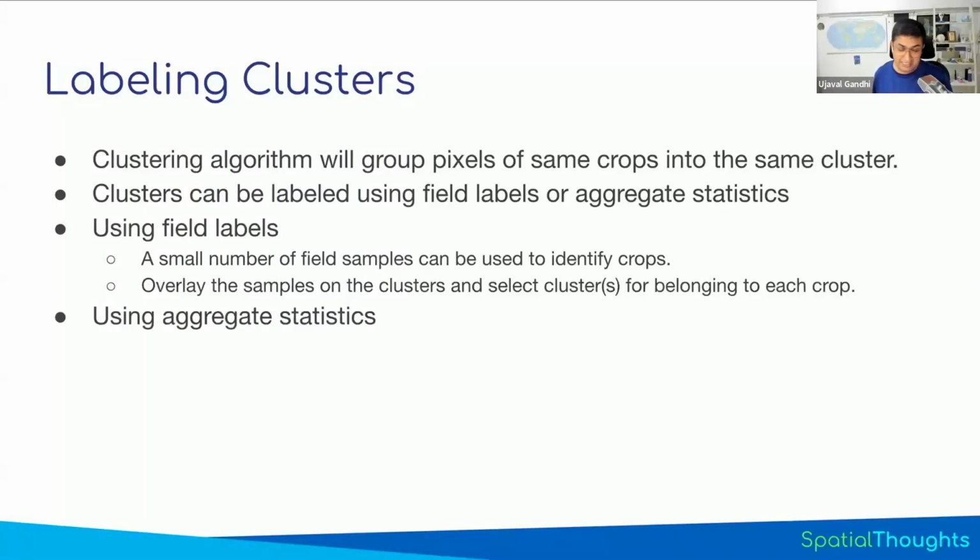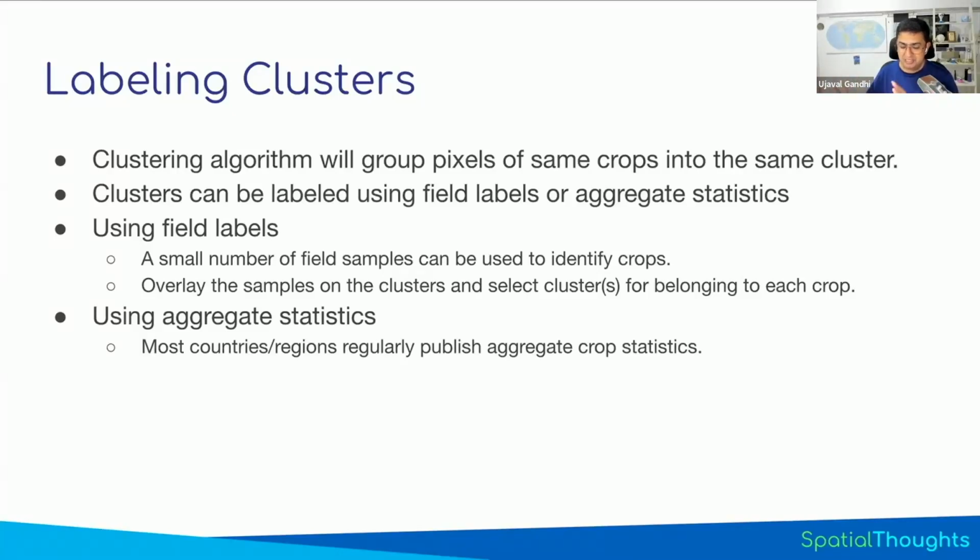A more scalable approach is to use aggregate statistics. This is an approach I first learned a few years back. I've linked to the paper in the last slide and on the course materials, where they use a really smart technique of taking the published statistics at the district level or county level. Most countries in the world publish statistics of crop production and cropped areas for each of the admin units. So you'll find a publication from government saying that this county or this district in this year produced this much, or had this many acres of corn planted. We don't know where those corn pixels are, but we know in aggregate in this district, this was the total area.